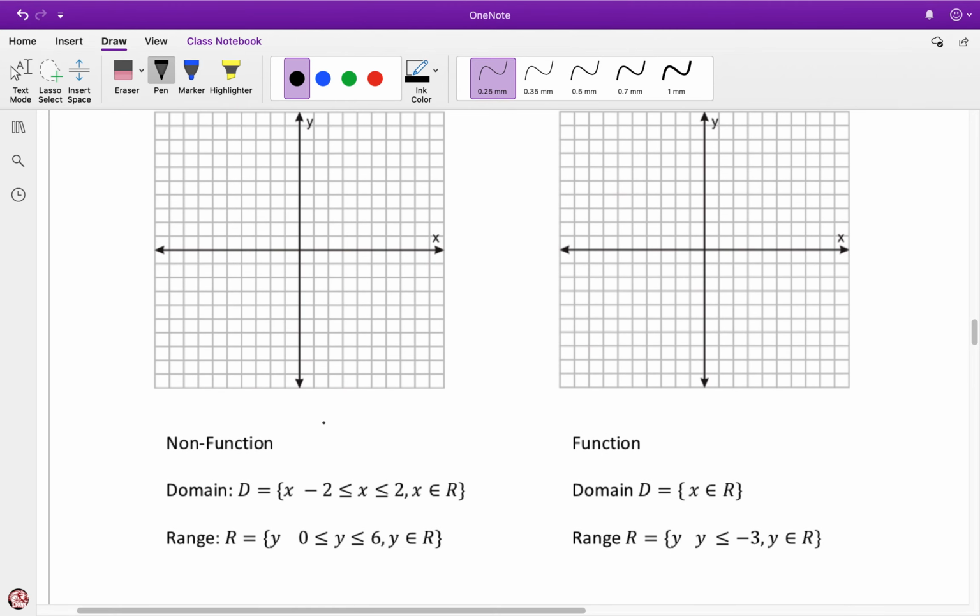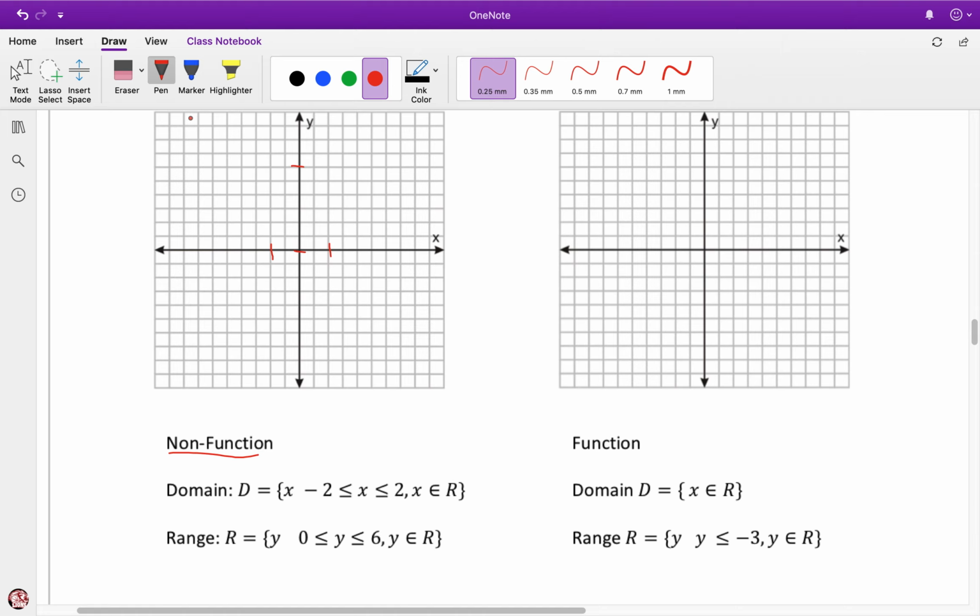Now I have to draw these functions. So let's grab a red pen here. I need to make sure it's a non-function. If I look at the x values here, it's x greater than -2. So let's go -2 here. I'm doing domain, so I'm going this way. And 2, so I'm going to go here. Then my y is greater than 0 and less than 6.